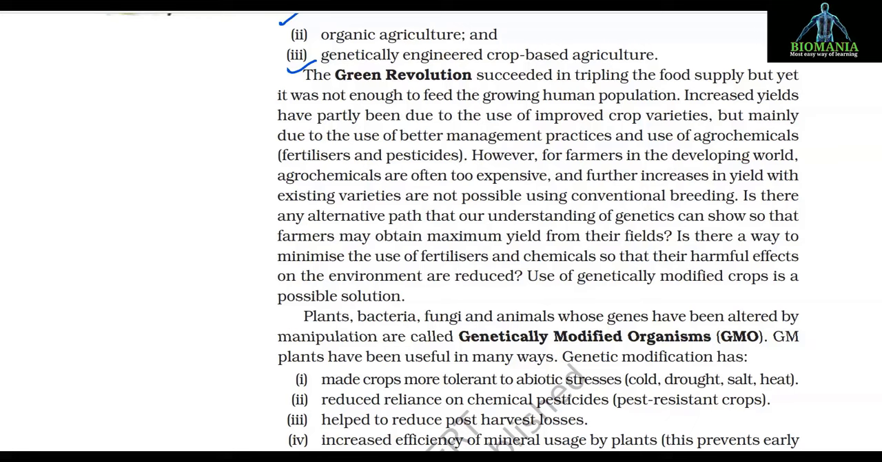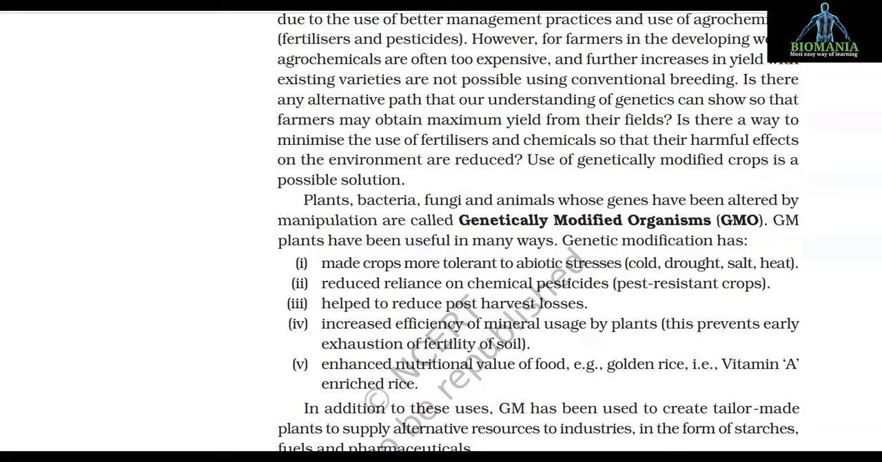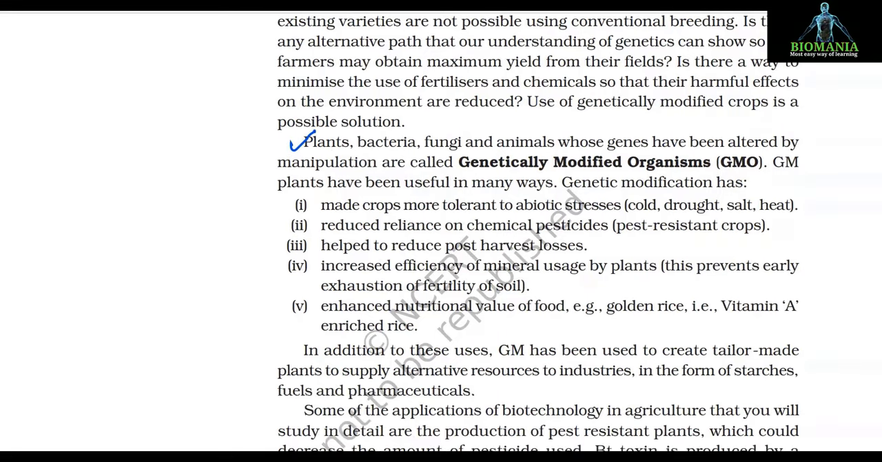Is there any alternative path that our understanding of genetics can show so that farmers may obtain maximum yield from their fields? Is there a way to minimize the use of fertilizers and chemicals so that their harmful effects on the environment are reduced? Use of genetically modified crops is a possible solution. Plants, bacteria, fungi and animals whose genes have been altered by manipulation are called genetically modified organisms, that is GMO. GM plants have been used in many ways.